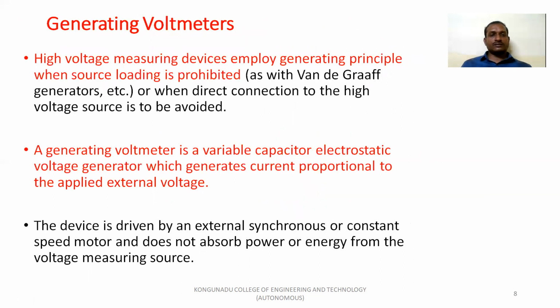Generating voltmeter: whenever source loading is to be avoided, or direct connection to the high voltage source is to be avoided, in these two situations we go for the generating principle for measuring voltages. A generating voltmeter is a variable capacitor electrostatic voltmeter which generates a current proportional to the input voltage, that is the externally applied voltage.